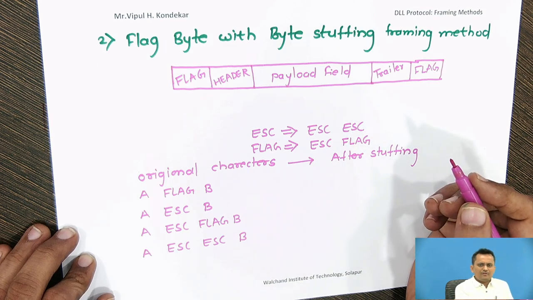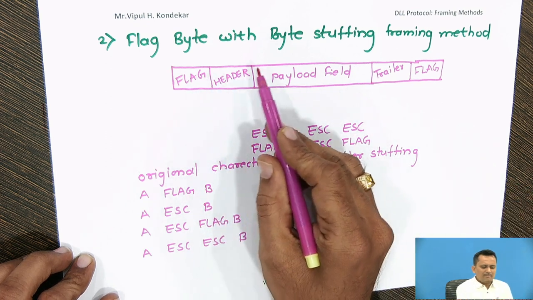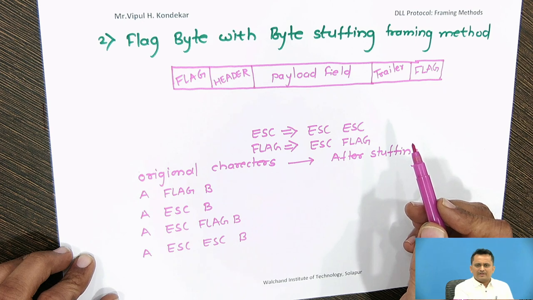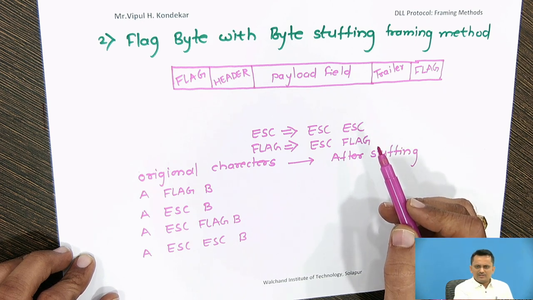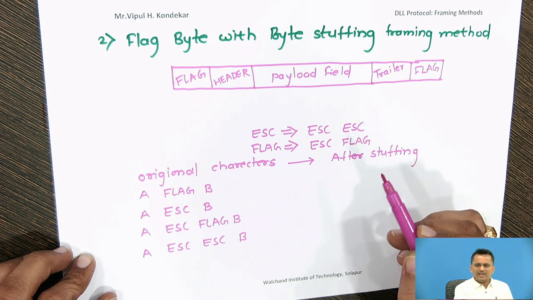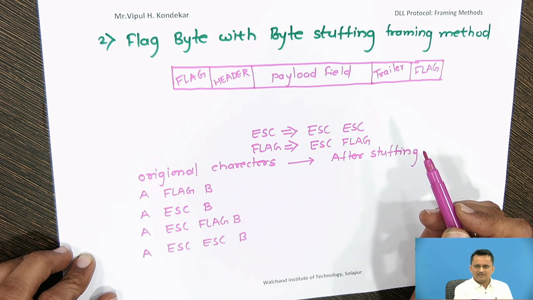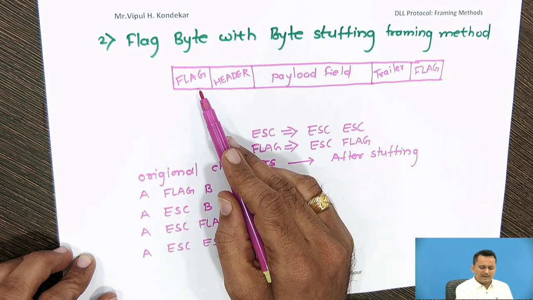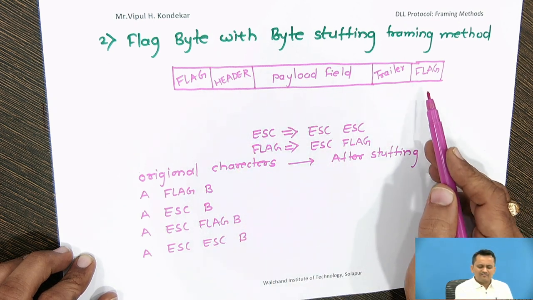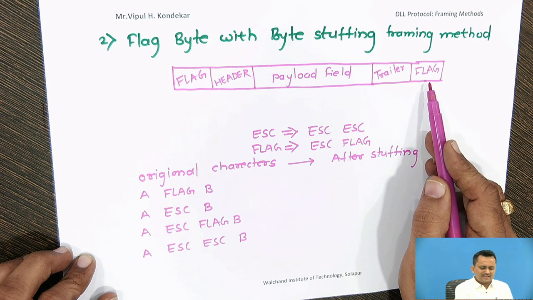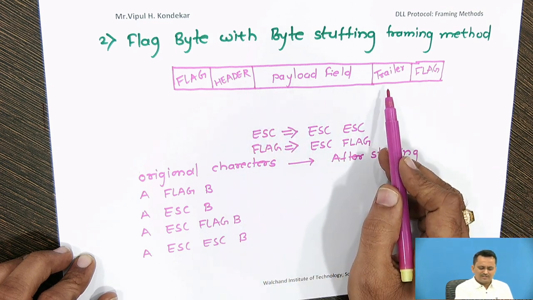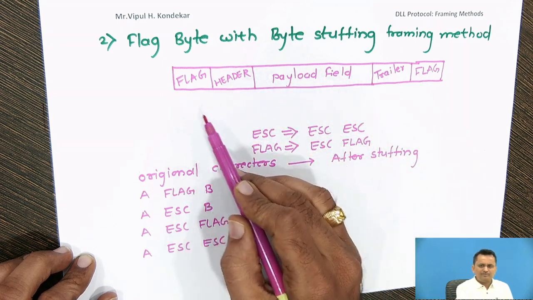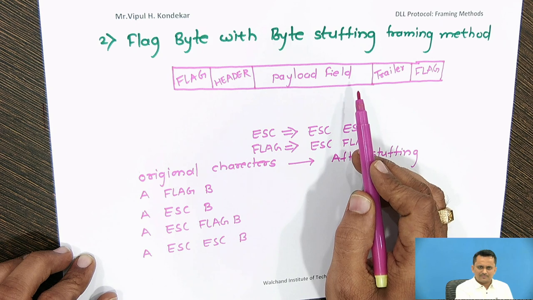The second method of framing is the flag byte with byte stuffing framing method. The drawback of character count is that if the character count gets garbled, we cannot achieve synchronization at the receiver side. To remove this drawback, we use a flag byte at the start as well as a flag byte at the end. Then there may be some header information, trailer information, and then the actual payload field. This is how a frame will be formed if you are using this technique.